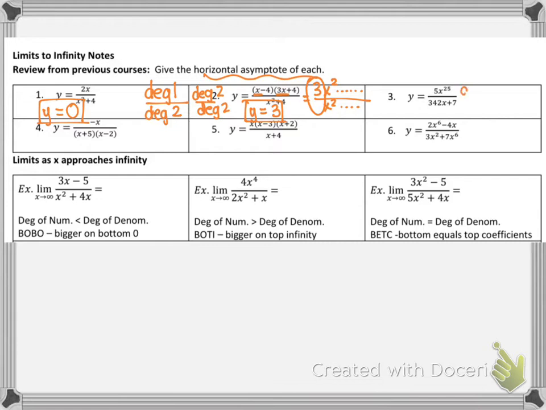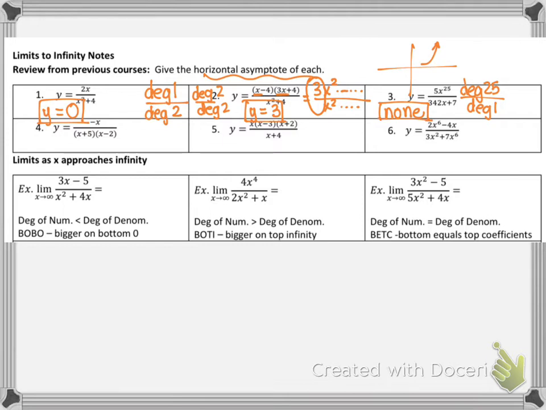Next, the degree of the numerator is greater than the degree of the denominator. What's going to happen on this graph is, going toward infinity, the graph is going to get huge. The top is going to get much bigger faster than the bottom, and so our graph does not flatten out and become horizontal. It's going to shoot up toward infinity. So we say this one has none, no horizontal asymptote.